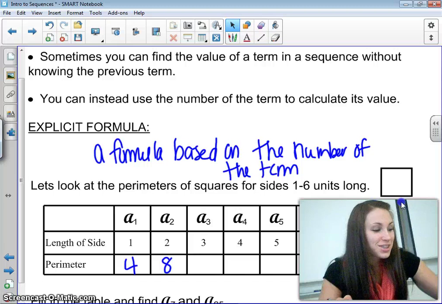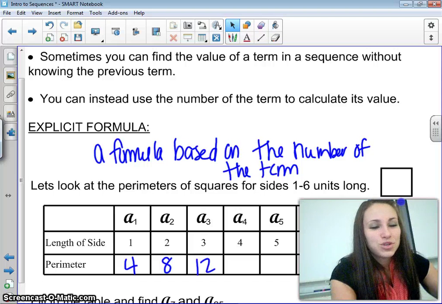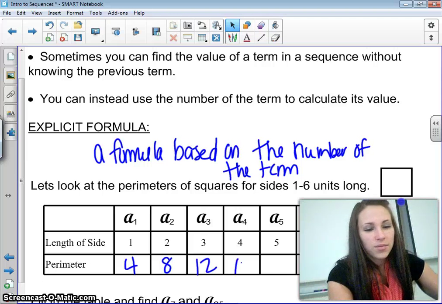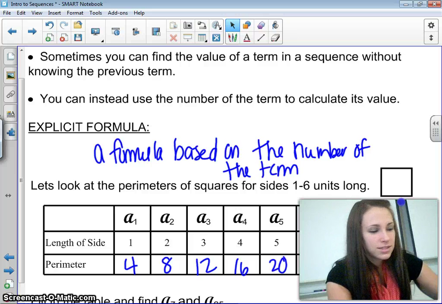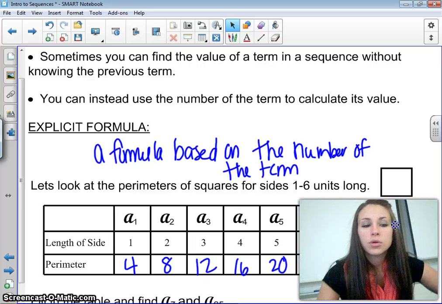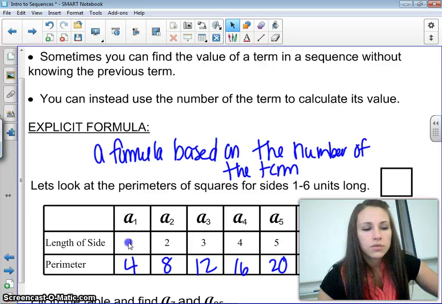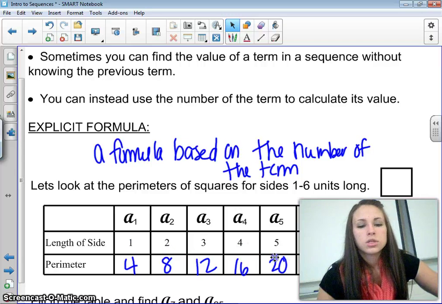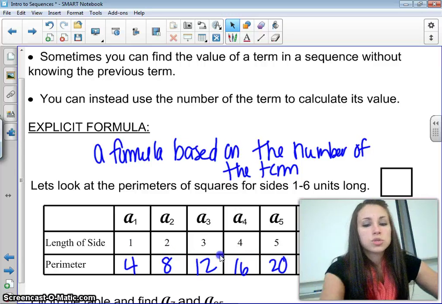If you change it to 3, that would be 12. If you change it to 4, that would be 16. 5 would be 20. 6 would be 24. And then n, if you didn't know the length of the side, then the length of the side would be n. And so what did we do to get from 1 to 4, from 2 to 8, 3 to 12, 4 to 16? If you look at these numbers, all we're doing is just multiplying by 4.